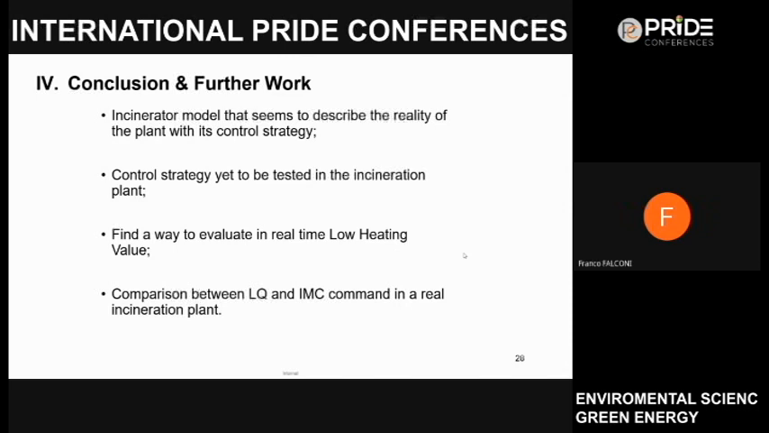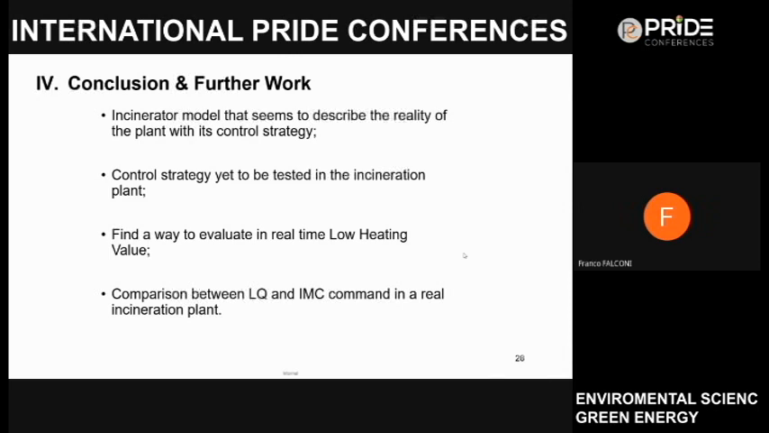There are also some issues related to the real-time evaluation of the low heating value. As I said before, the low heating value is the energy released by the combustion of the waste bed. So we have this mean value, but the problem is that this value has a large standard deviation. So we need to try to evaluate it beforehand in order to have, let's say, a consistent control strategy.